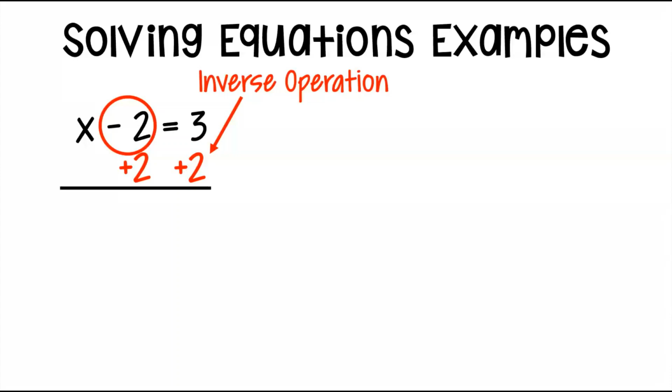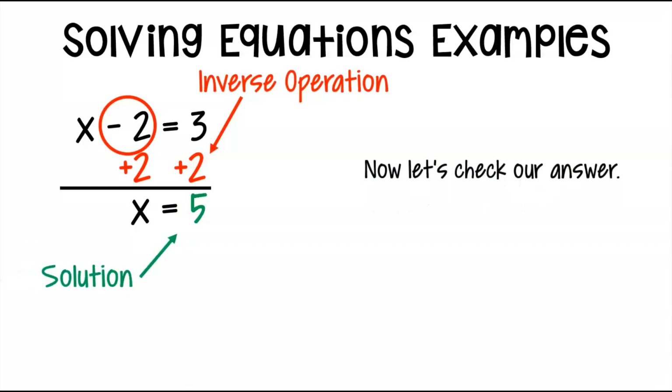Then, if I have x, I take 2 away, and then I add the 2 back. I'm back to where I started. And 3 plus 2 is 5. So our solution is x equals 5. Now we're going to go check to make sure that that solution actually works. So we start with our original equation. We substitute. We decided that x equals 5 is our solution, so we're going to replace the x with a 5.